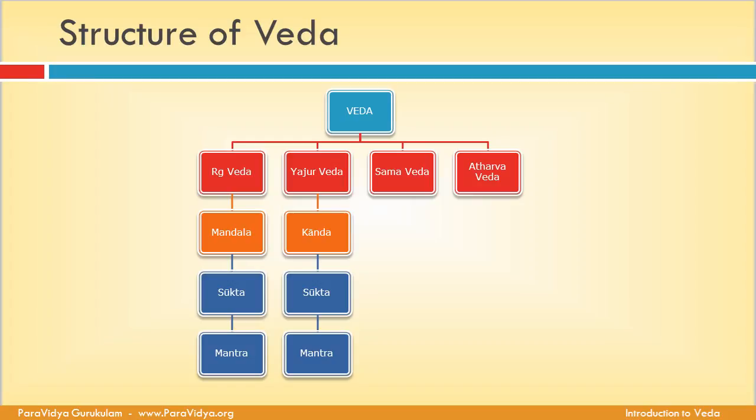As said, Veda has been classified into Rig Veda, Yajur Veda, Samaveda, and Atharva Veda. Under Rig Veda comes Mandala, Sukta, and Mantra. Likewise, under Yajur Veda comes Khanda, Sukta, and Mantra.